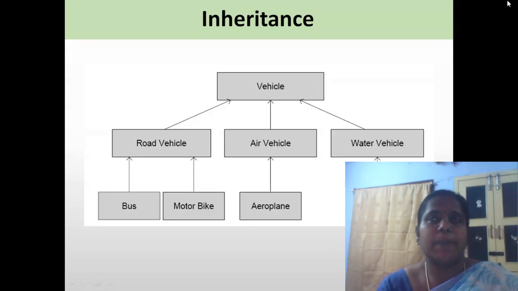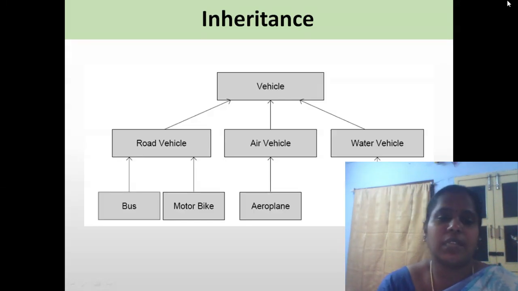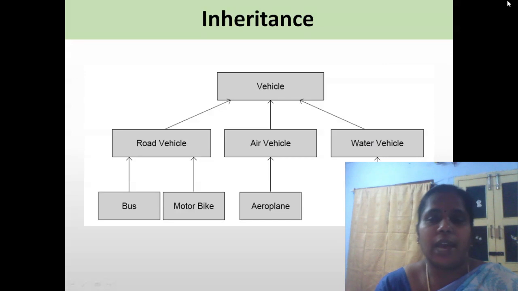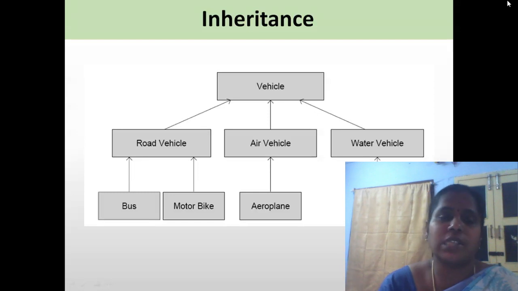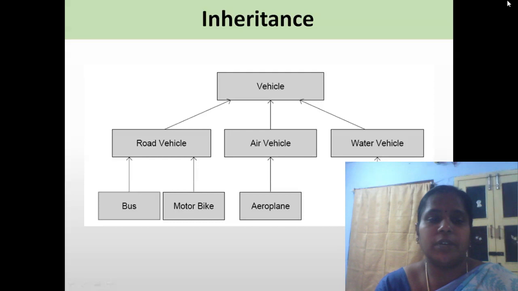So this is a simple example. Vehicle is a base class and road vehicle, air vehicle and water vehicle can be the primary categorization. Again, from the road vehicle we can inherit two more classes, that is bus and motorbike. From air vehicle we can inherit another class called aeroplane, and from water vehicle we can inherit a class called boat.